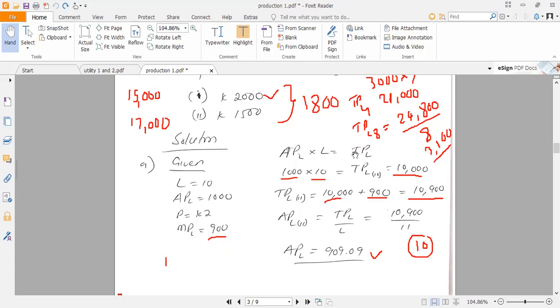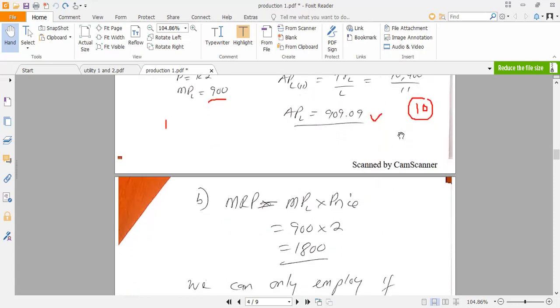So firstly, what is the total product for the 10 laborers? We multiply 10 times 1,000, we get 10,000. This is the total product for 10 laborers. But if one person is supposed to join us, we're going to have 11 laborers. So we're going to have 10,000 plus 900, we get 10,900. What is the new average if this person is taken on? We divide the 10,900 by 11 laborers, so we have 909.09.